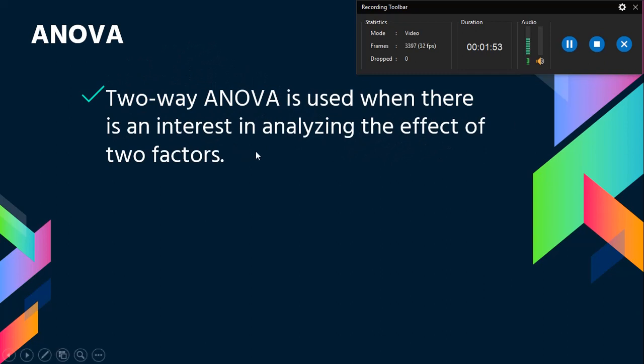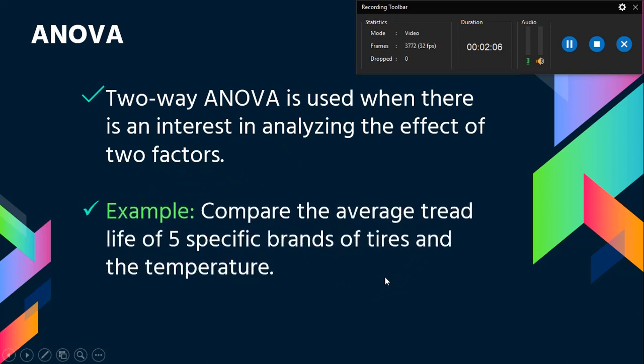We also have a two-way ANOVA, which is chapter 13, and we're not going to get into that this year. But we would use the two-way ANOVA when there's an interest in analyzing the effect of two factors. So not only would we compare the average tread life of our 5 specific brands of tires, but we would also look at the temperature.